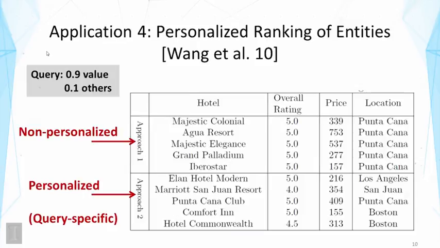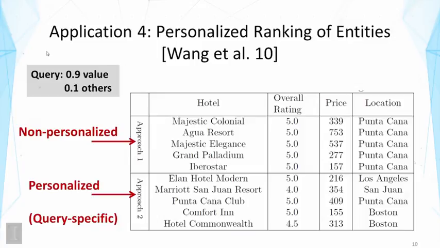Finally, there is also some result on applying this model for personalized ranking or recommendation of entities. Because we can infer the reviewer's weights on different dimensions, we can allow a user to actually say what they care about. So for example, I have a query here that shows 90% of the weight should be on value and 10% on others. That just means I don't care about the other aspects. I just care about getting a cheaper hotel. My emphasis is on the value dimension.